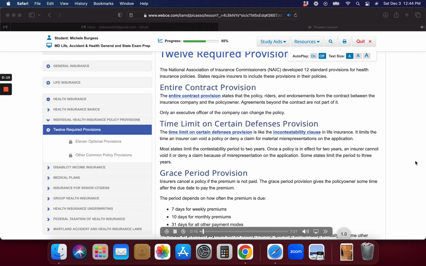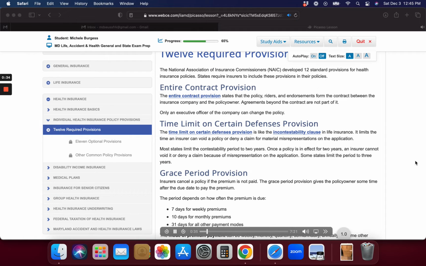Entire contract provision. The entire contract provision states that the policy, riders, and endorsements form the contract between the insurance company and the policy owner. Agreements beyond the contract are not part of it. Only an executive officer of the company can change the policy.